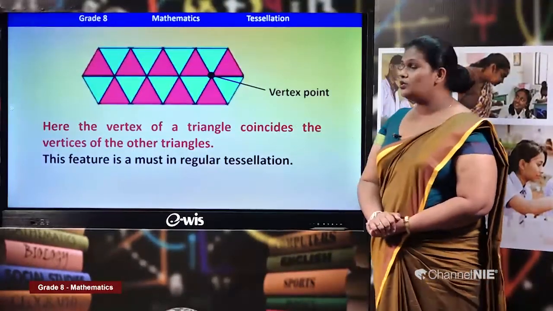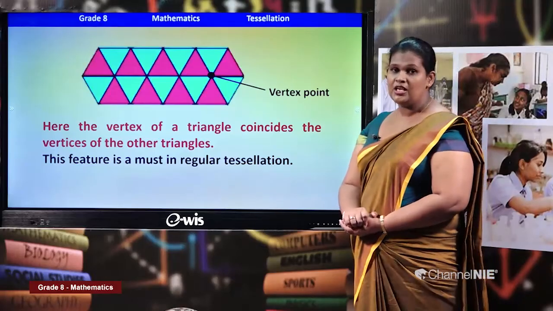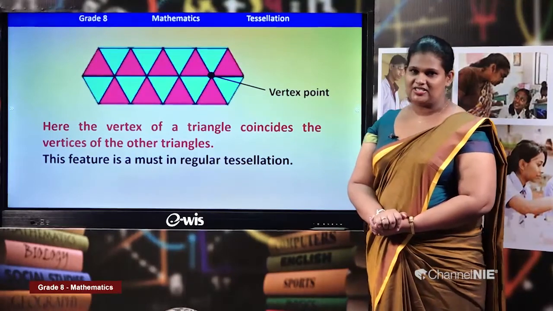Now have a look at this picture. It is a regular tessellation using equilateral triangles. We have colored the equilateral triangles in 2 colors, red and light blue. Now I have marked a point here. What is this point? It is the vertex point. All the vertices of the triangles coincide at that point. So, this feature is a must in regular tessellations.